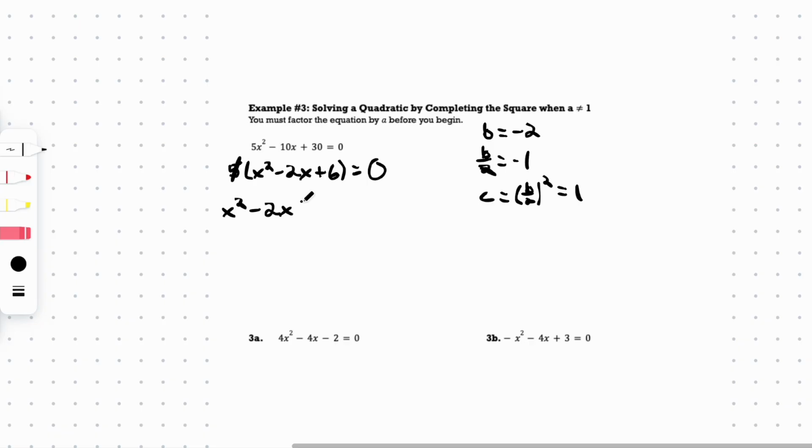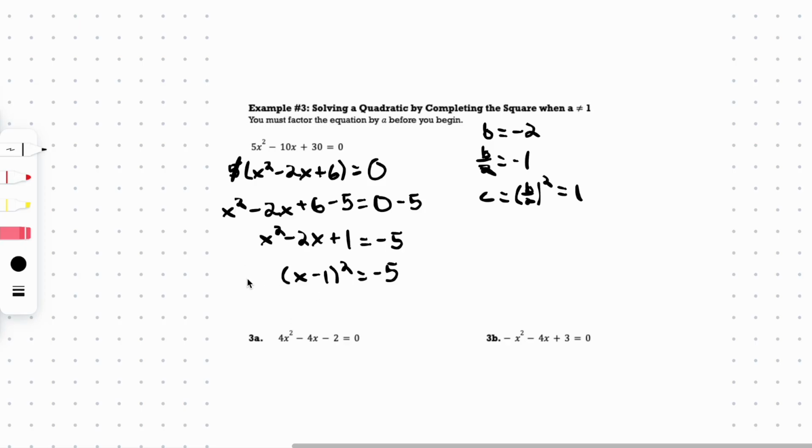So what I'm going to do is I'm going to subtract 5 from both sides. And that's going to give us x squared minus 2x plus 1 equals negative 5. Okay? And now we have this perfect square trinomial, so I'm going to rewrite this as x plus b over 2. We said b over 2 is negative 1. So x minus 1 squared equals negative 5.